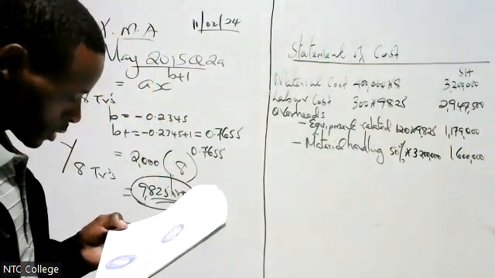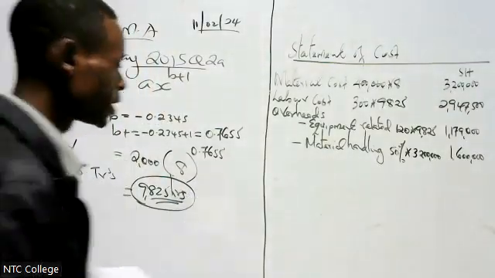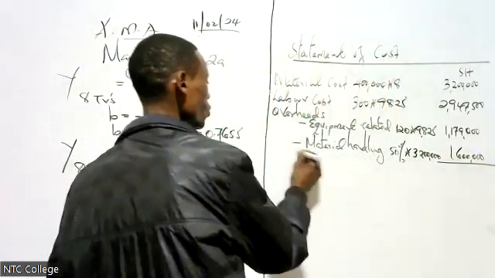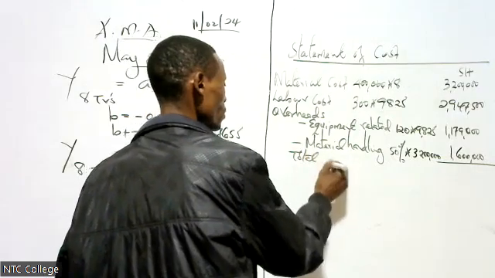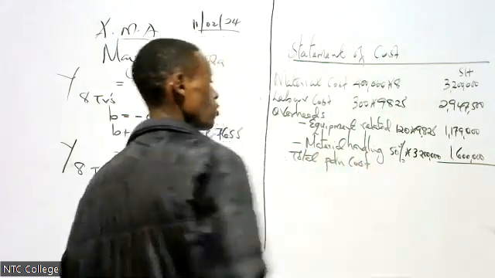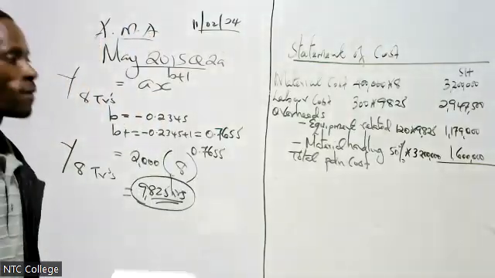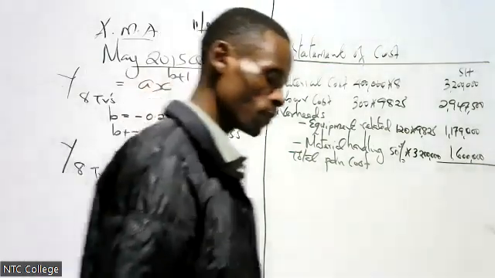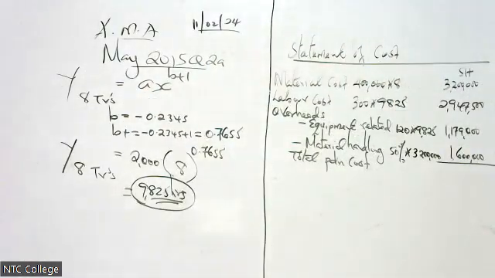And is there another cost? No, that is it. These are the only costs. So we aggregate them, and we get the total production cost.